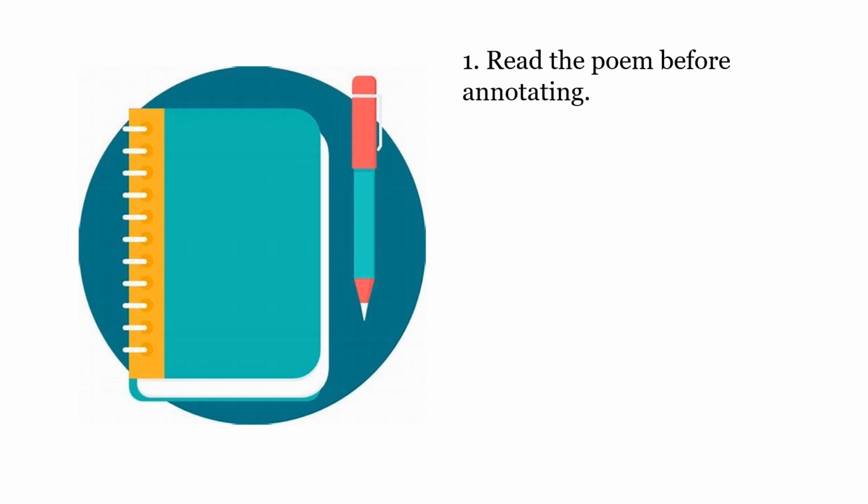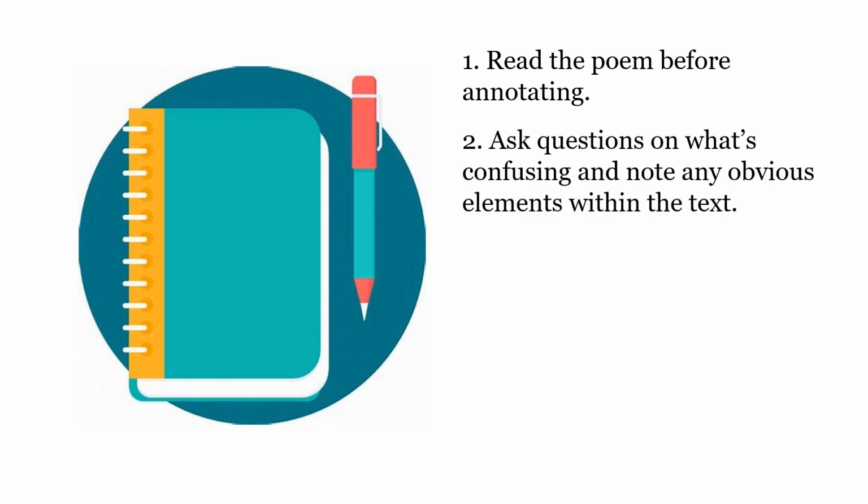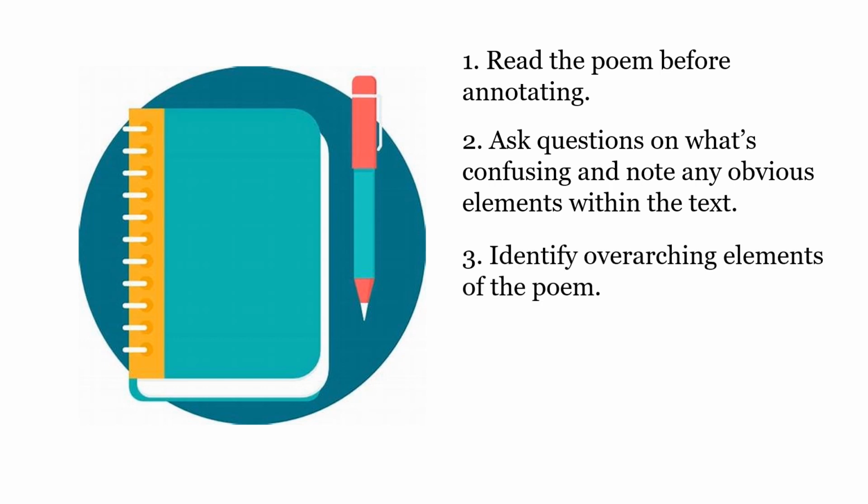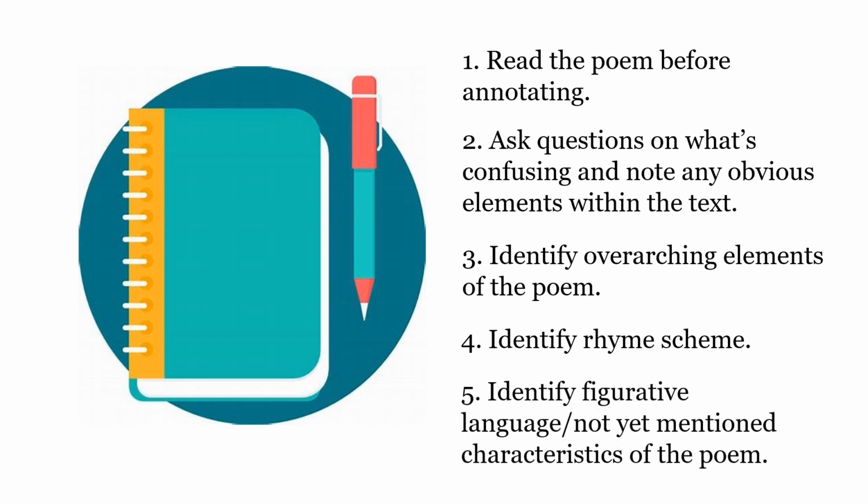The first is to read the poem before annotating. The second step is to ask any questions on what's confusing and note obvious elements within the poem. The third step is to answer questions on some overarching elements, such as the speaker's tone and the theme of the poem. Step 4 is to identify the poem's rhyme scheme, and Step 5 is to identify figurative language or not yet mentioned characteristics of the poem.